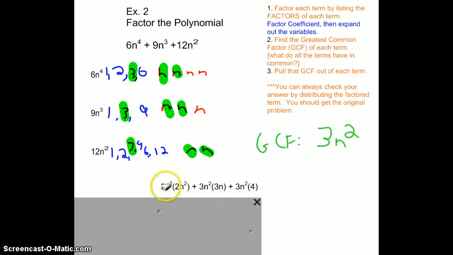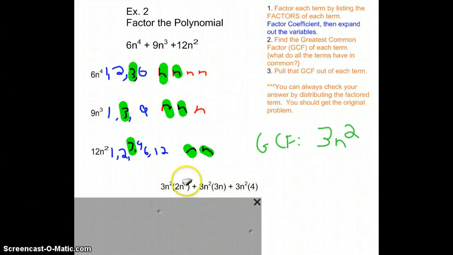Pull out the 3n squared, and think about 6 divided by 3 is 2. There's 4 n's up here, and we're pulling 2 of them out. We have 2 remaining. Go to the next term. 9 divided by 3 leaves us with 3. There were 3 n's. We're pulling out 2 of them, so there's 1 remaining. The last term, 12 divided by 3 is 4. There's 2 n's here. We're pulling out both of them, so there's no n's left with the term.